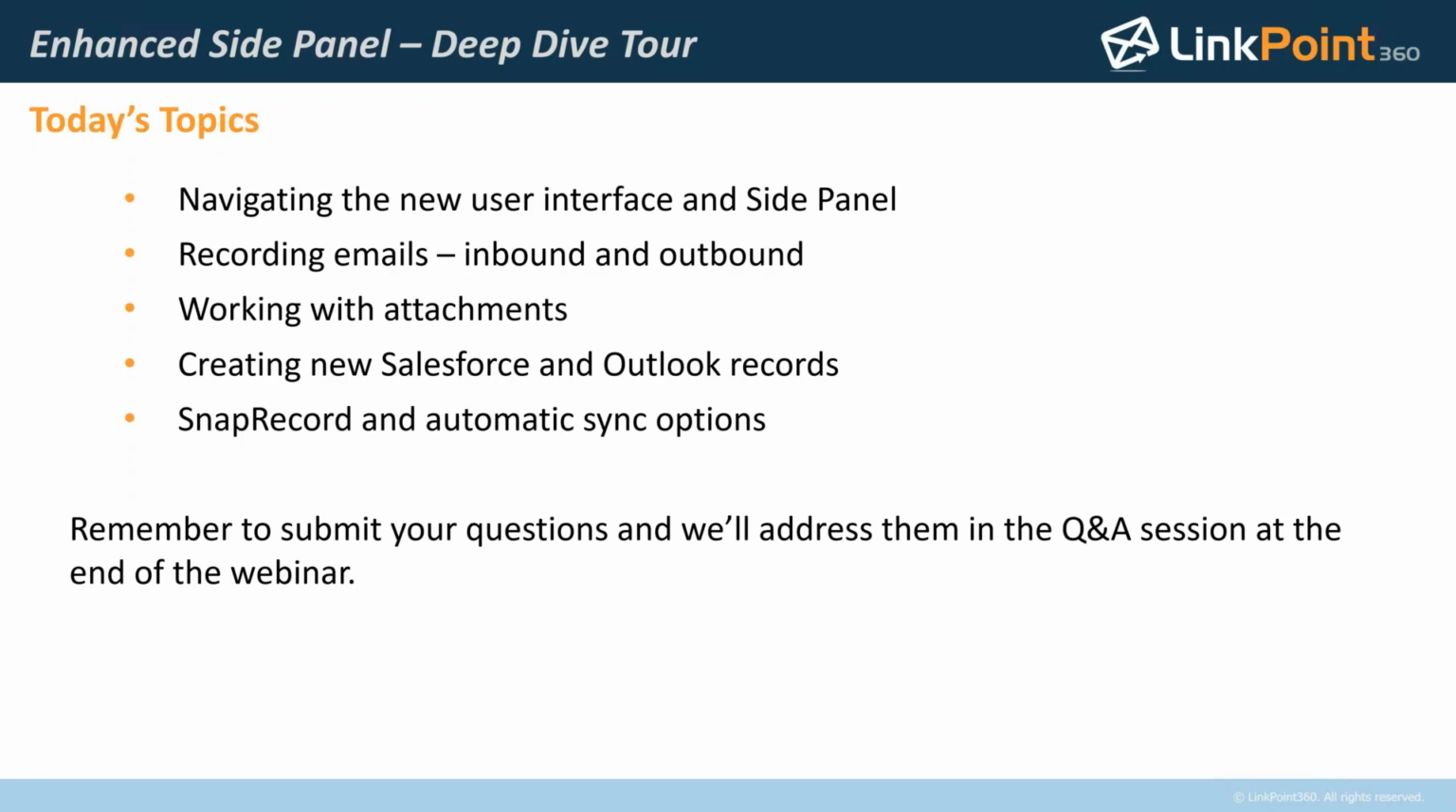Workflows and forms have been cleaned up to make it a little bit more productive for everybody who needs to work in it. So today we'll take a closer look at navigating the user experience and what that new side panel actually looks like. We'll take a look at how to record both inbound and outbound emails. We can work with attachments still, so we'll show you where that's moved to. We have several different ways now that you can create new Salesforce and Outlook records as well as update those. And we'll briefly touch on our sync options, which haven't changed a whole lot, and our new snap record functionality.